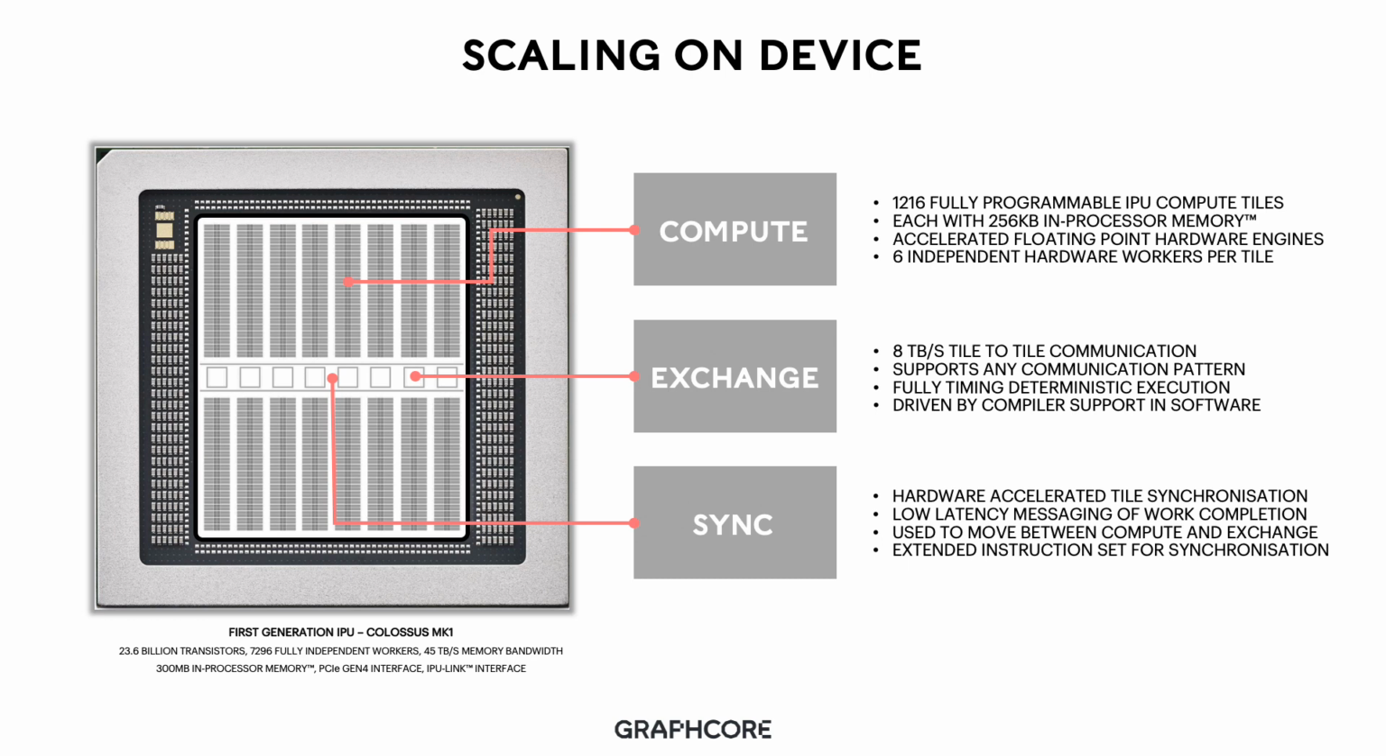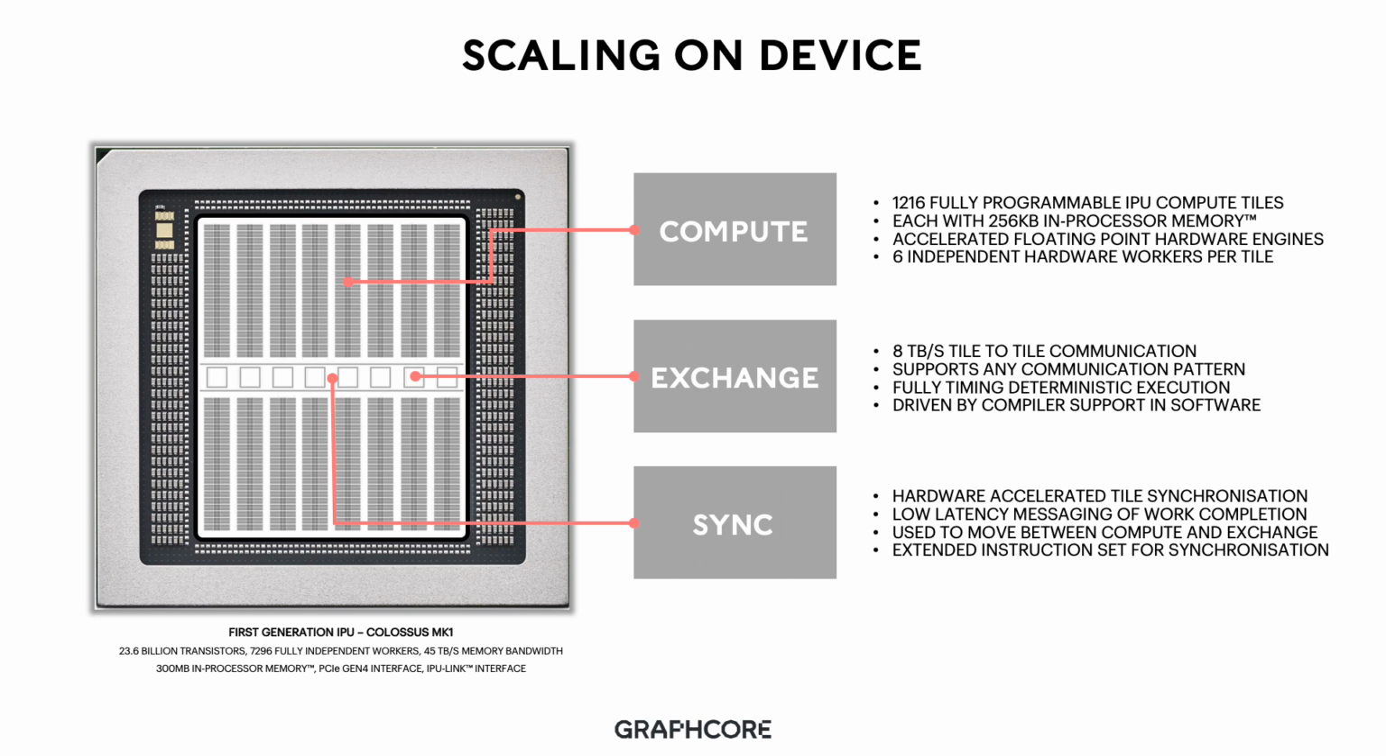In order to utilize the silicon, we have three main constructs which cross both hardware and software: compute, exchange, and synchronization. Compute is provided at the tile level on IPU. We have 1,216 fully programmable IPU compute tiles which can execute any application, including highly complex control flow. Each of these contains 256 kilobytes of in-processor memory, accelerated floating point hardware engines, and 6 independent hardware workers per tile. This compute capability allows us to run machine intelligence applications efficiently on IPU.